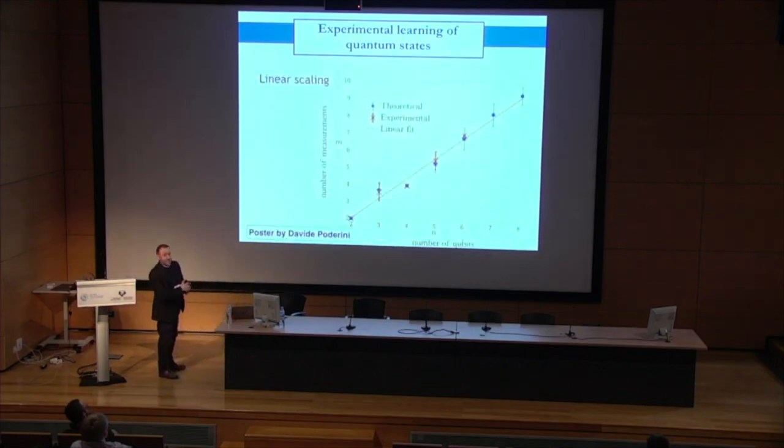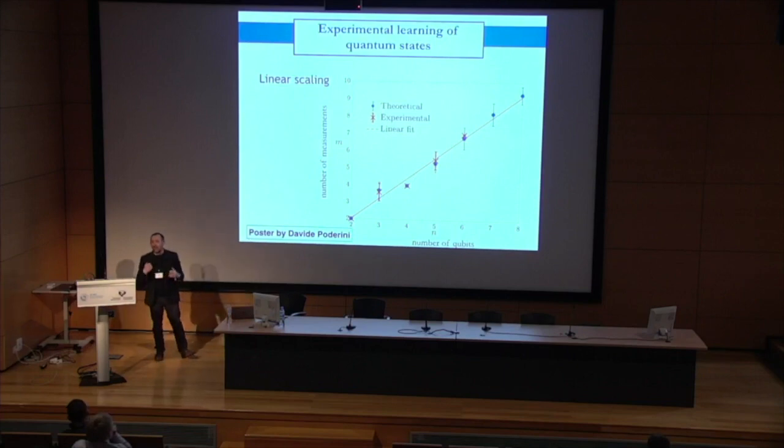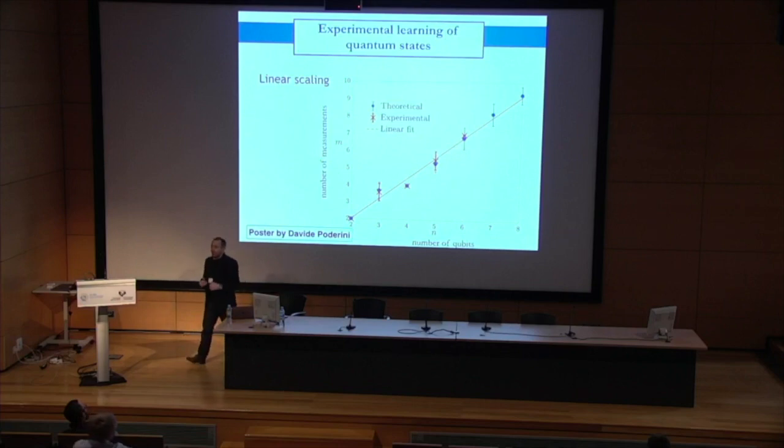So we implemented this experiment with a system up to 6 qubits. This is the number of measurements that you need to perform, and we, as predicted by the numerical simulation, could observe a linear trend, even though in that case it's clearly limited to a small Hilbert space.